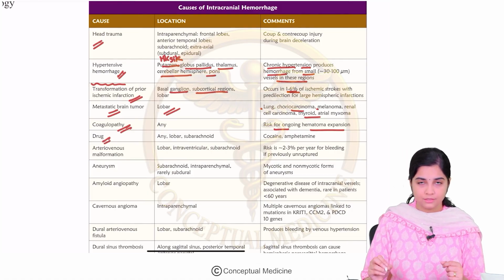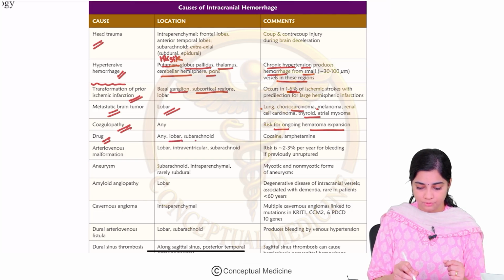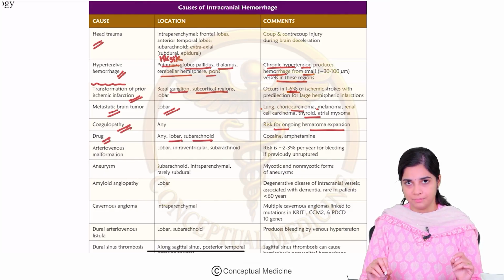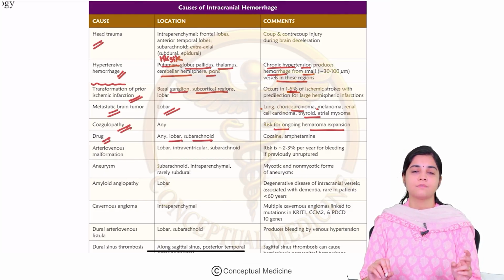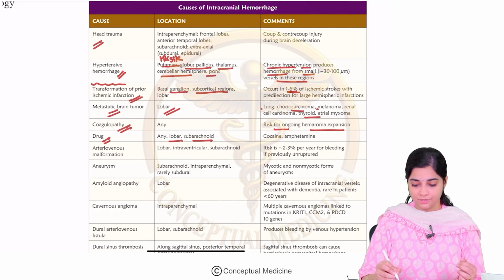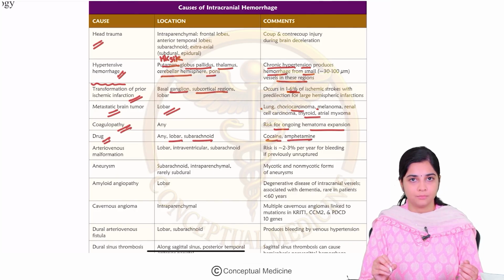Then drugs. Drugs can cause any kind of lobar or subarachnoid hemorrhage. When you speak about drugs, most often it is illicit drug abuse. The two illicit drugs which can cause hypertension and in turn a hemorrhage are cocaine and amphetamine.